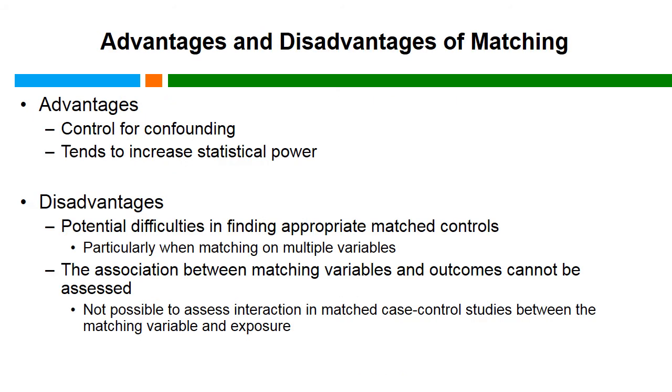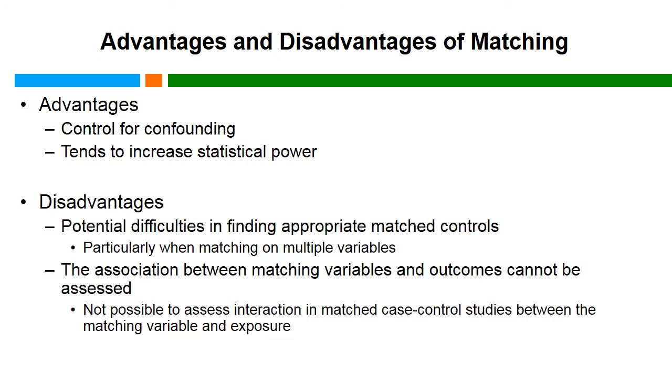So what are the advantages and disadvantages of matching? Well, matching does control for confounding and it tends to increase statistical power. However, keep in mind there are some potential difficulties in finding appropriately matched controls, and this is especially true when you start to match on multiple variables. Another disadvantage of matching is that you're not going to be able to assess any associations between any variable you've matched on and the outcome of your study.